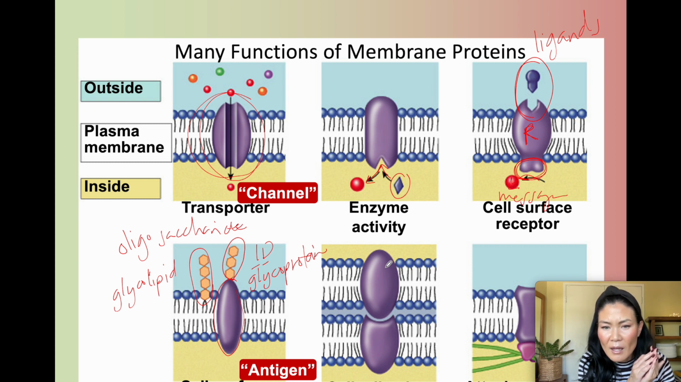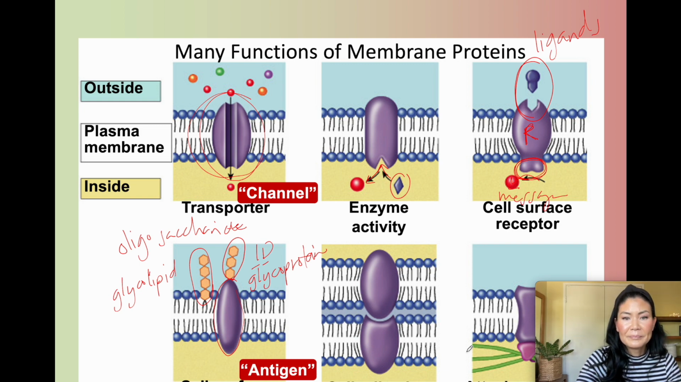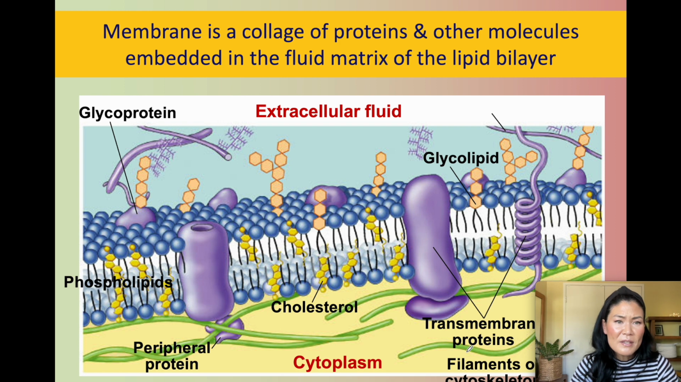You kind of can't see it here, but there are some proteins embedded in the plasma membrane that are attached to the cytoskeleton. Remember, the cytoskeleton is the microtubules, actin filaments, and intermediate filaments, and they help give your cells structure and support. So attached to the proteins are the cytoskeletons that help give the cell its shape. Really, the membrane is a collage of proteins and other molecules.